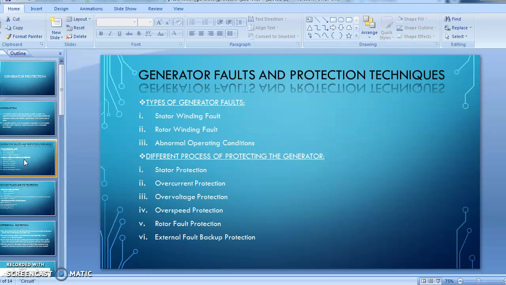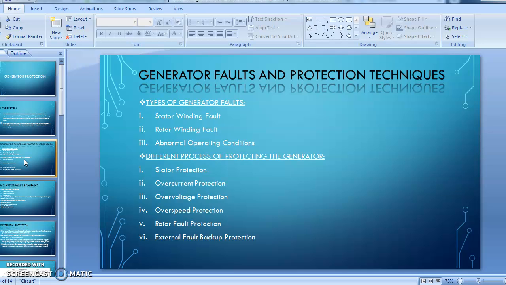Next, generator faults and their protection techniques. Before studying generator protection, you should know how many types of fault may occur in a generator. So let us first discuss what types of fault there are and what the origin of the different types of generator fault is, and in that case we can get some protective devices to protect the generator from different types of fault.